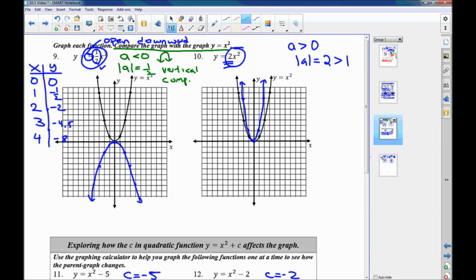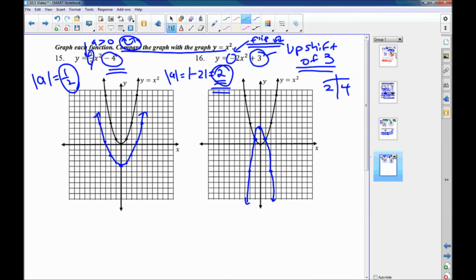And then in number 10, because a was greater than 0, it still opened upward. Because the absolute value of a was equal to 2, this gave it a vertical stretch compared to the original. So all we need to do is change the original graph, the parent graph, to get our new one, based upon what our values of a and c are.